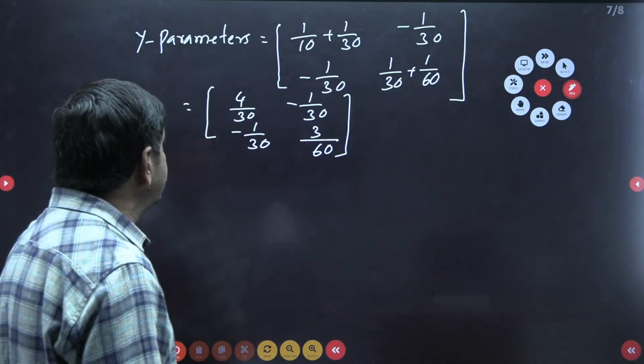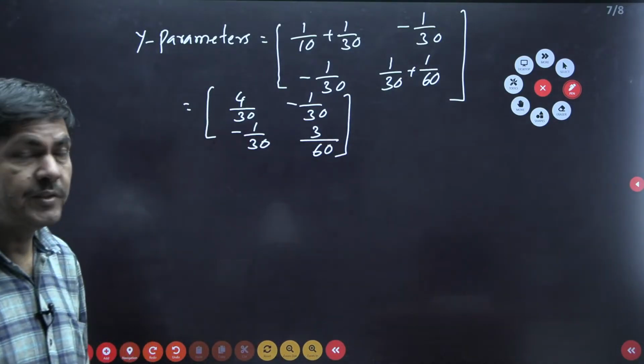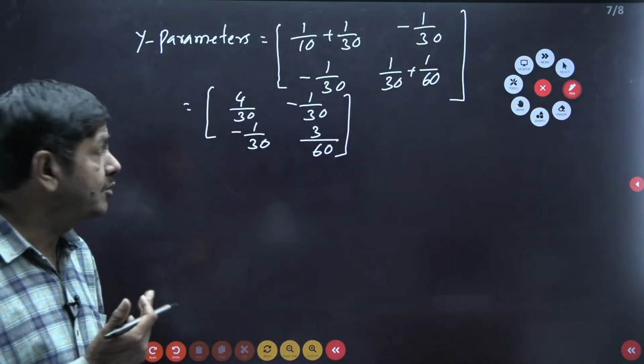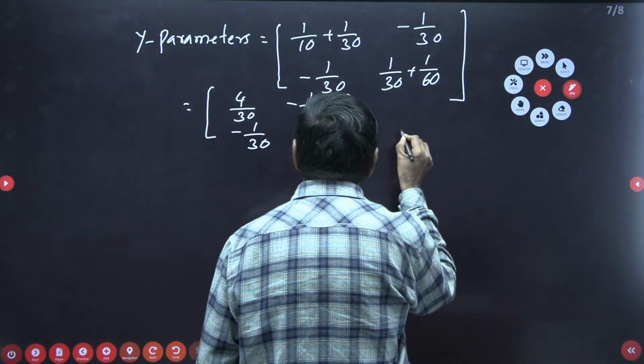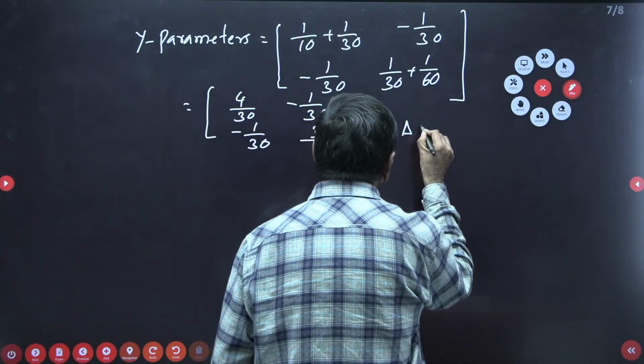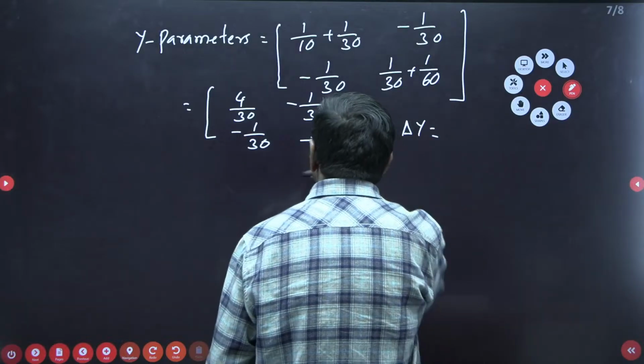But to find out the Z parameters, what do you have to do? You need to find the determinant. The determinant value is a must. Without the determinant, I can't get it. So delta Y I want, the determinant of Y, this into this.